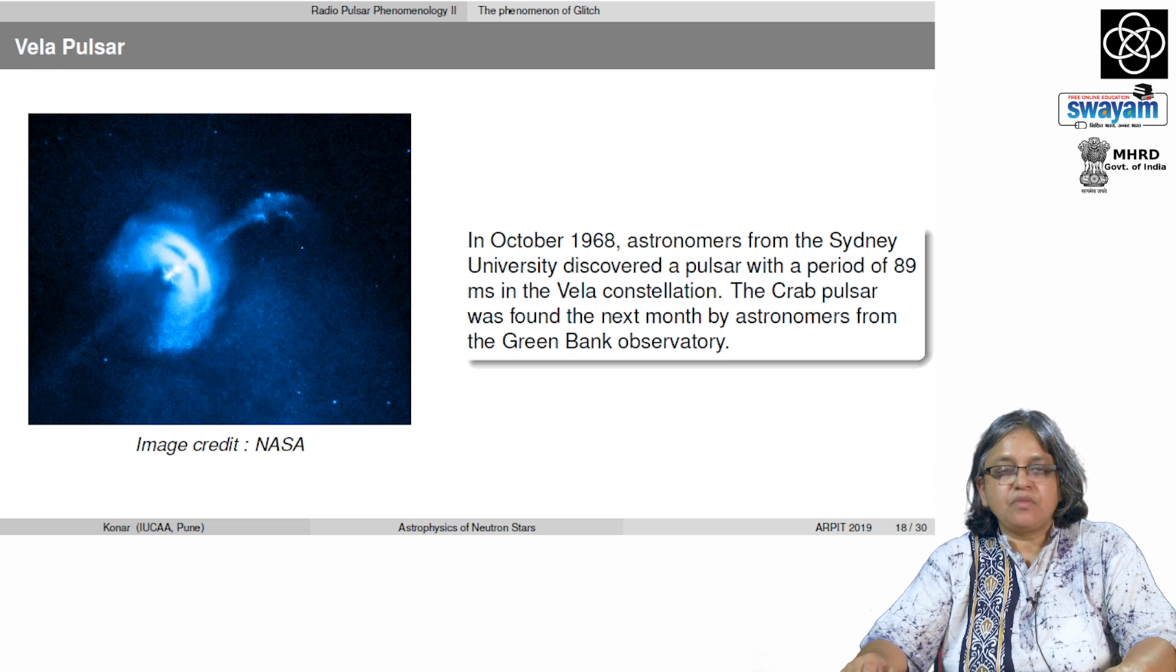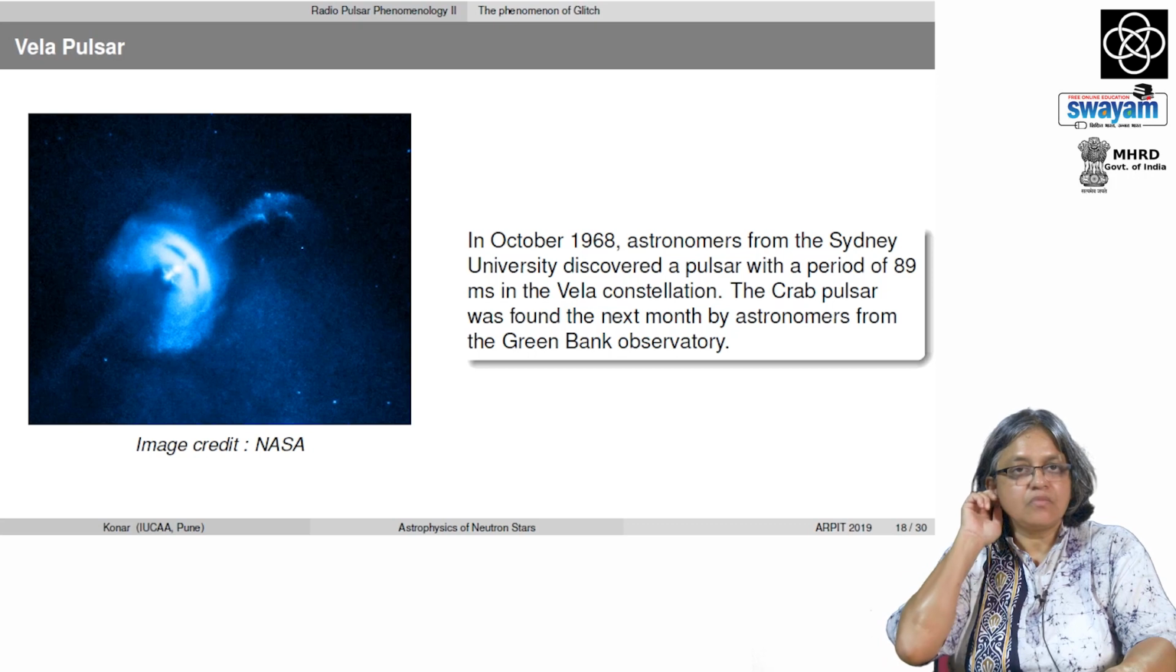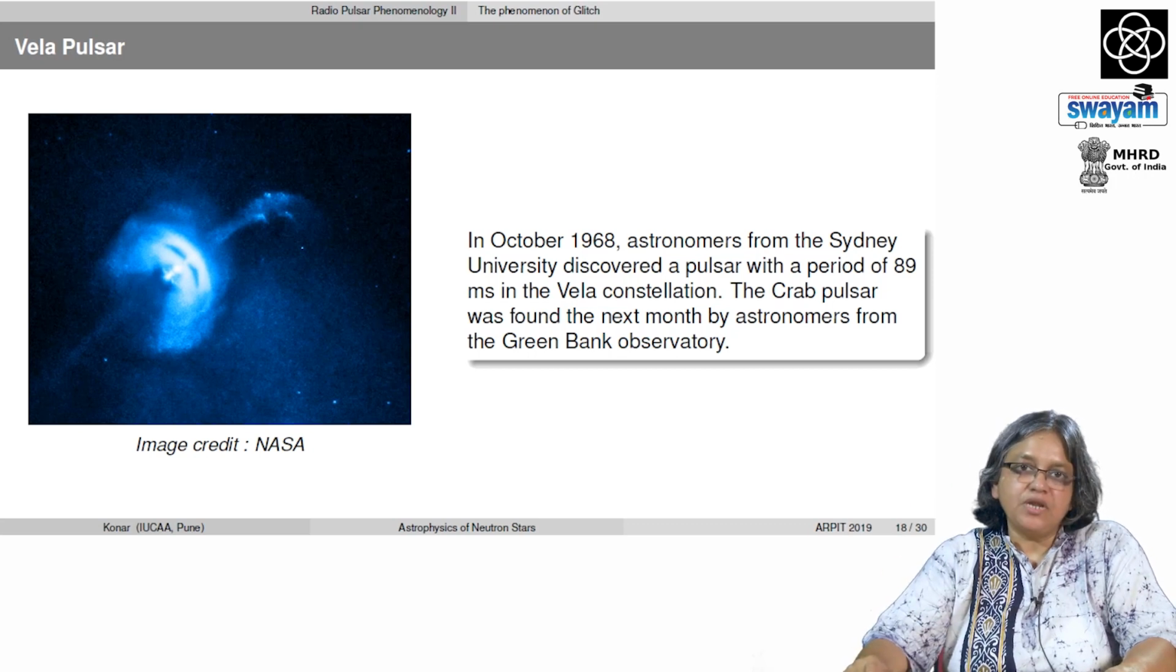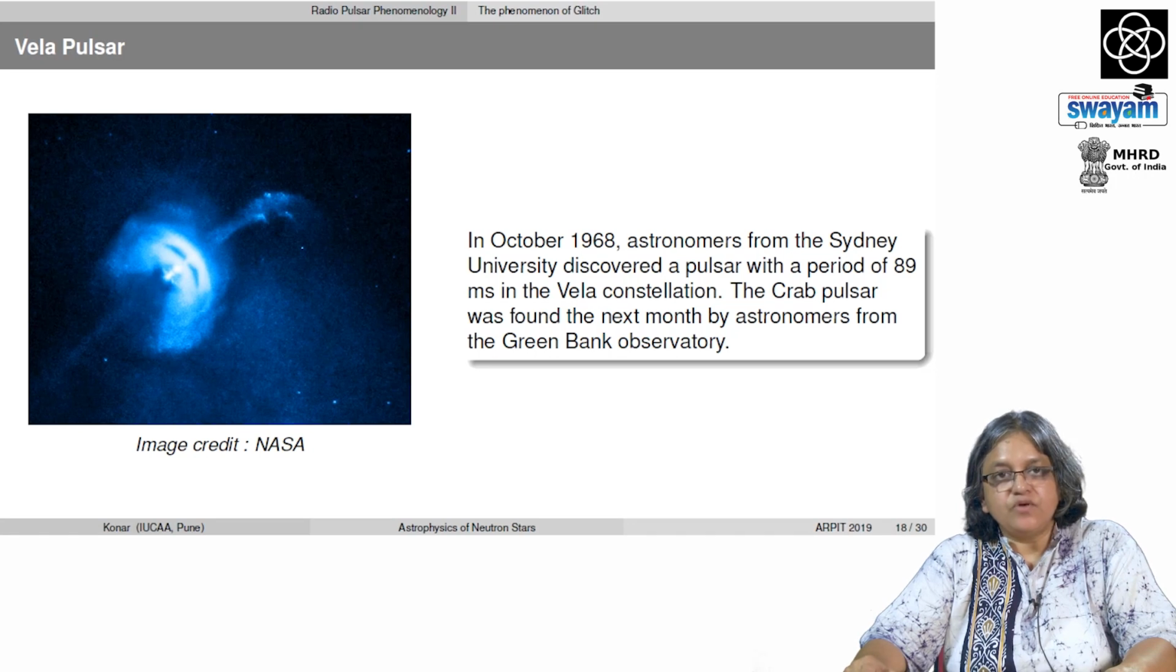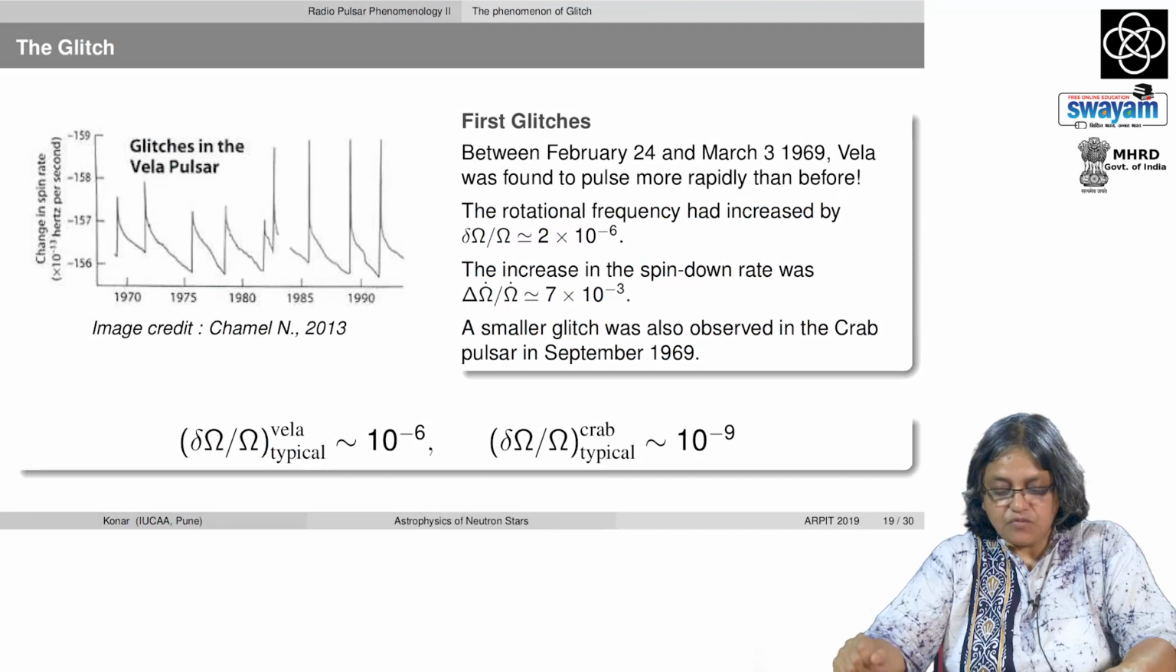Now, we talk about another important aspect of radio pulsar behavior. This is a picture of Vela pulsar, one of the very well known radio pulsars. In October 1968, astronomers from the Sydney University discovered a pulsar with a period of 89 millisecond in the Vela constellation. The Crab pulsar was found the next month by astronomers from the Green Bank Observatory. Now, both of these pulsars are very important in the phenomenology that we are going to discuss now, that is the phenomenon of glitch.